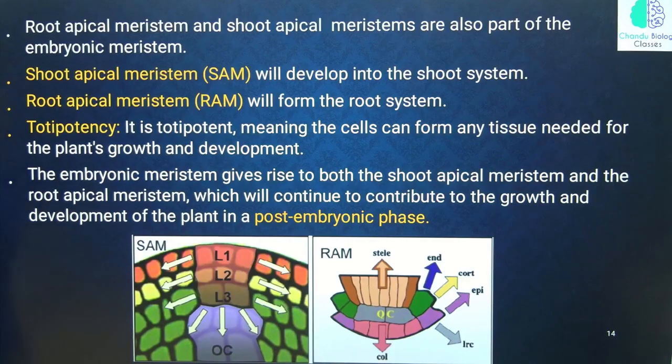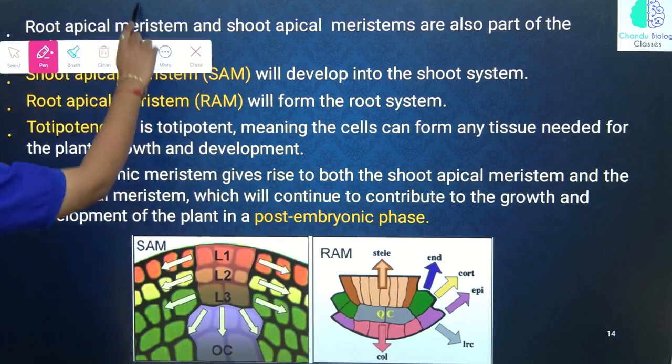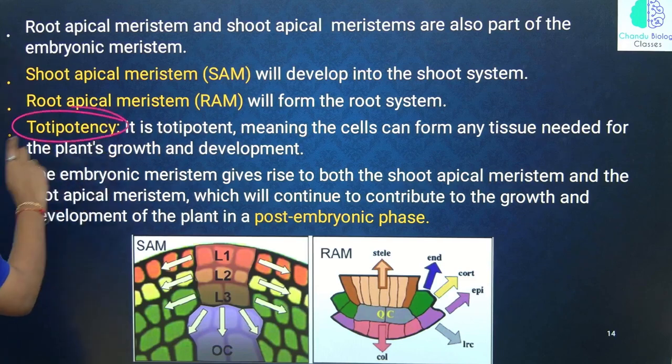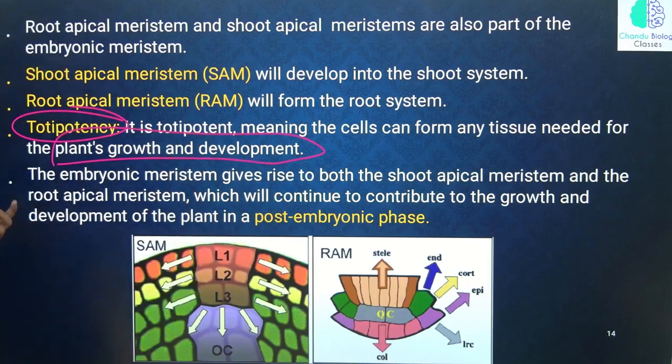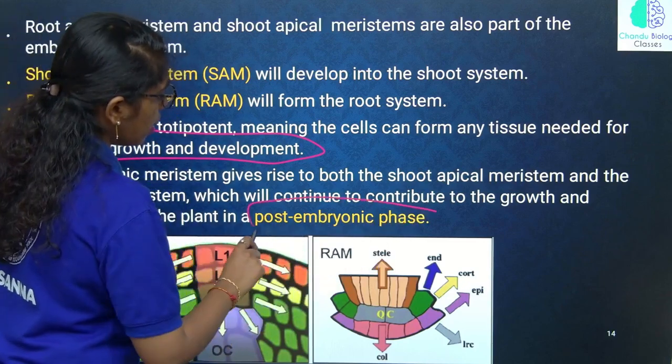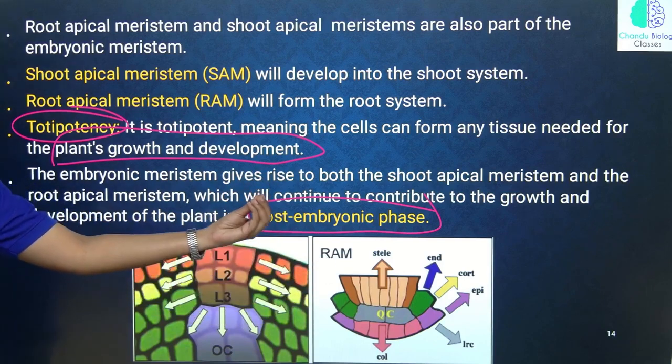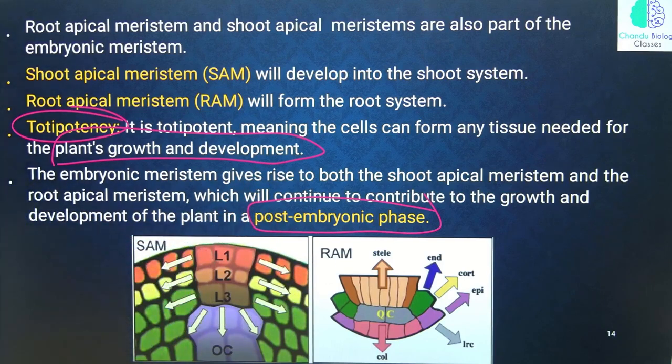Now if we look into root apical meristem and shoot apical meristem, they are also part of embryonic meristem. Both root apical meristem and shoot apical meristem, we have just seen, right, those two are a part of embryonic meristem only, and because of the totipotency it is involved in the entire plant growth and development. Okay, post embryonic phase you can see the primary plant body. During the time of seed germination we can see the primary plant body which includes root apical meristematic region and shoot apical meristematic region.